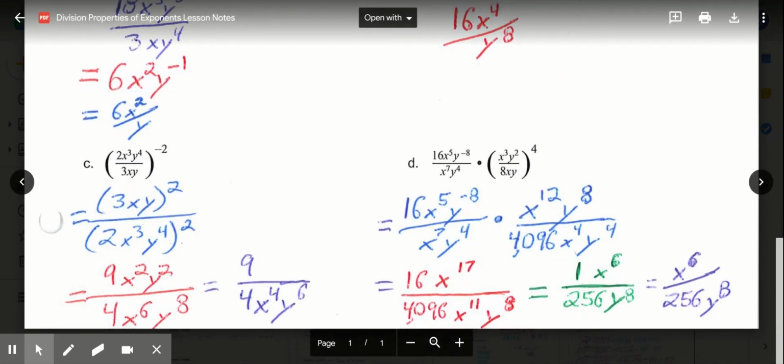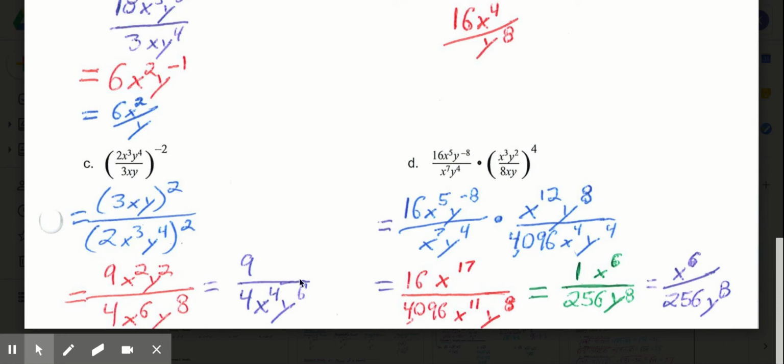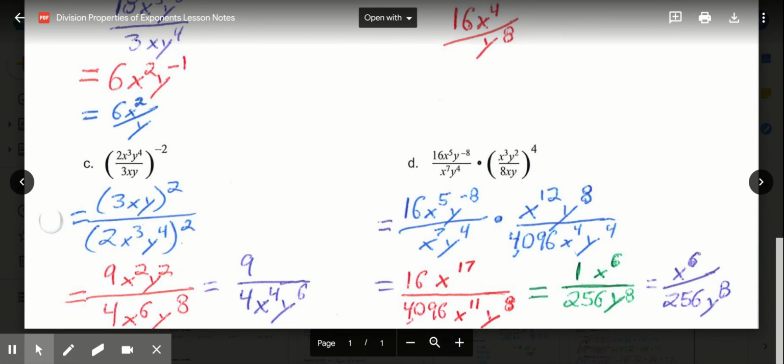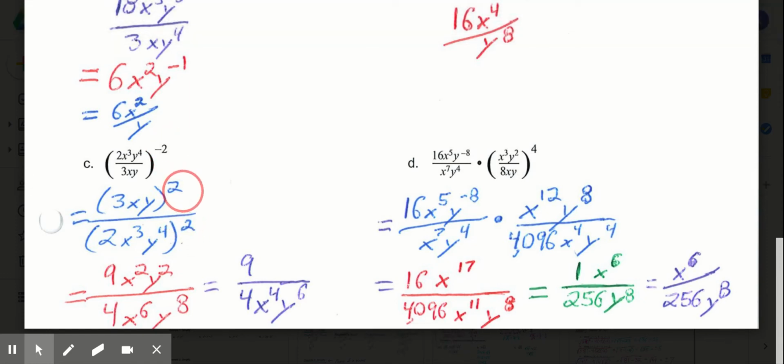Then we get down to C here. In C again, it's a fraction to a negative power. So I am splitting my top and bottom, and at the same time, I'm going to flip the top and bottom so I can get rid of the negative power. So the 3xy moves to the top, and our top, 2x cubed y to the fourth, moves to the bottom. Both are still to the second power, just became positive because we flipped it to get rid of the negative.